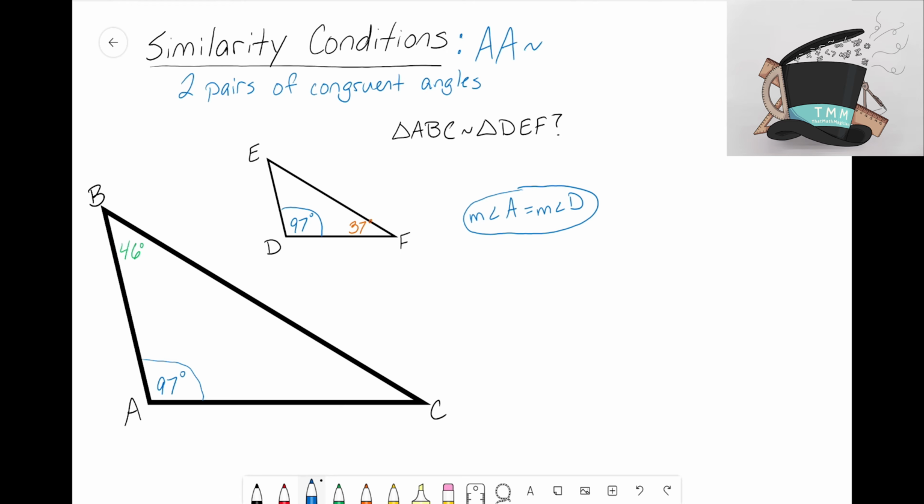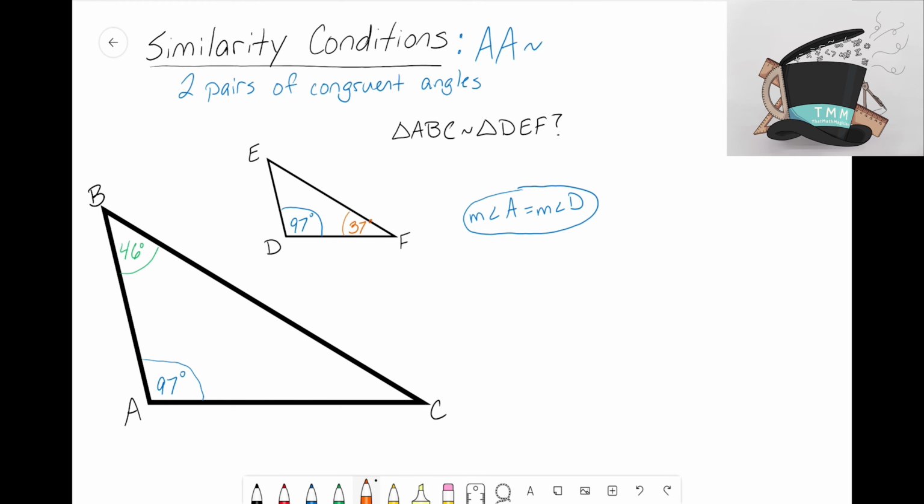Now all we need is another set of angles that are equal that we can write here as our fact, and that will be enough to show that these triangles are similar. But as it stands, I see that angle B is 46 degrees and I see that angle F is 37 degrees. Those are definitely not congruent angles. So we wouldn't be able to say that angle B equals angle F.